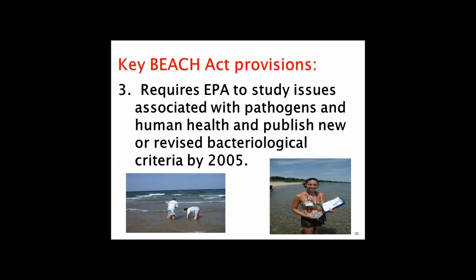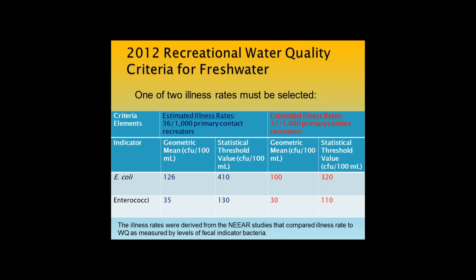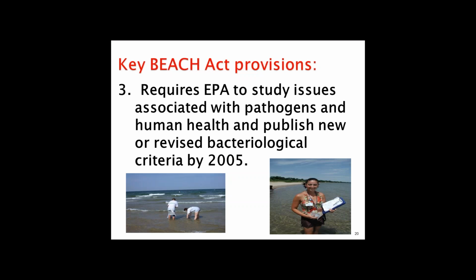The third key provision of the Beach Act requires EPA to study issues associated with pathogens and human health, and to publish new or revised recreational water quality criteria by 2005, which was 5 years after passage of the Act. It was a very, very tight deadline to conduct all those studies and publish criteria. But EPA did a number of activities to lead toward publication of the criteria.